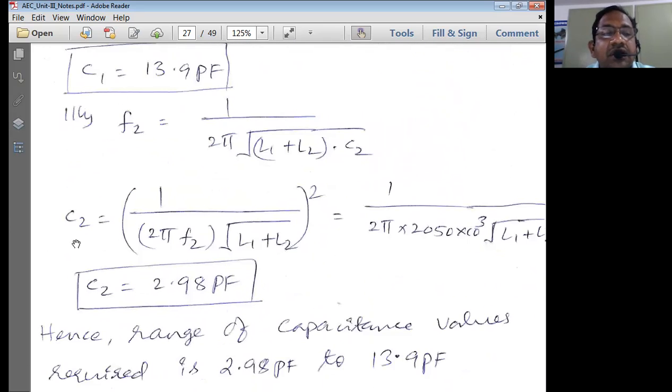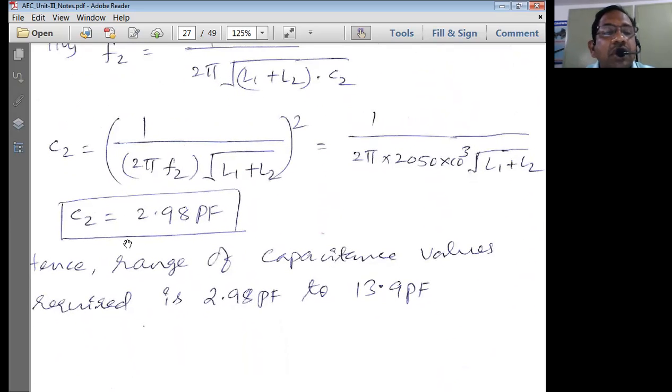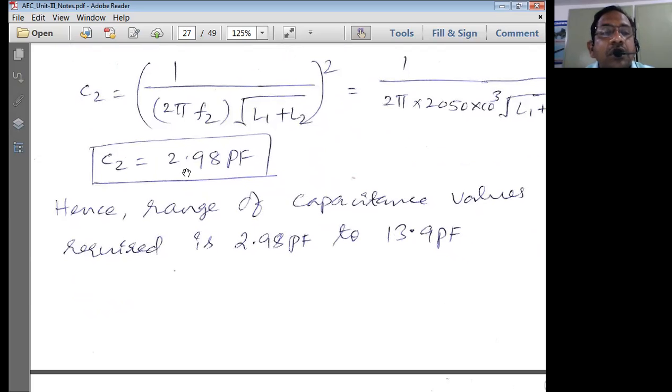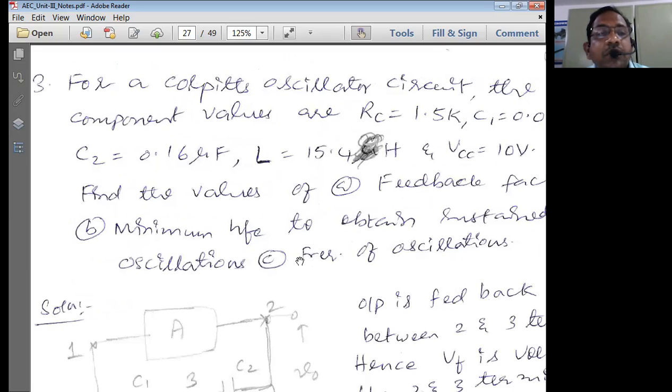Similarly, we can get the value for C2 with the same formula. So C2 we have got as equal to 2.98 picofarads. Therefore, the range of capacitance values required will be 2.98 pico to 13.9 picofarads. See here, as the frequency increases, the capacitance value is decreasing. That is an important point. So this is another variety of problems.